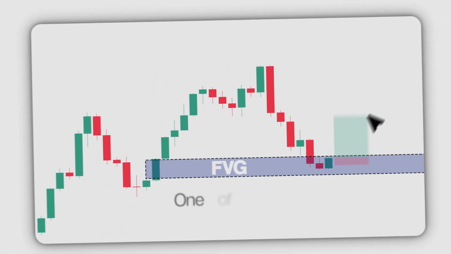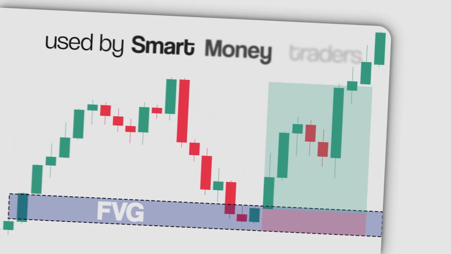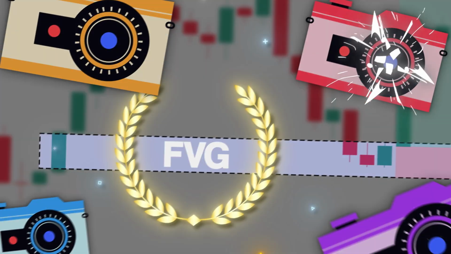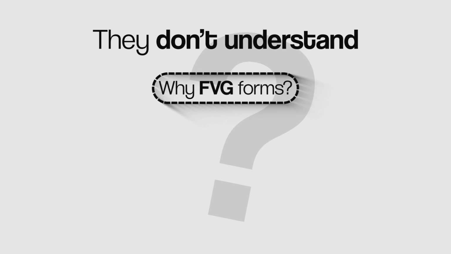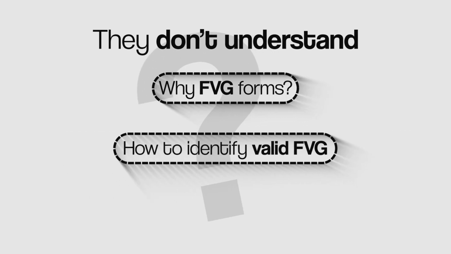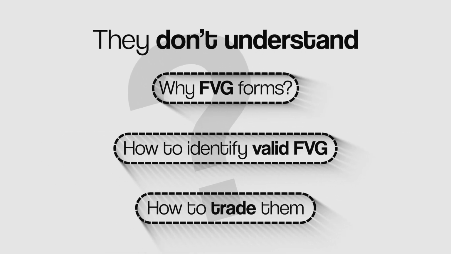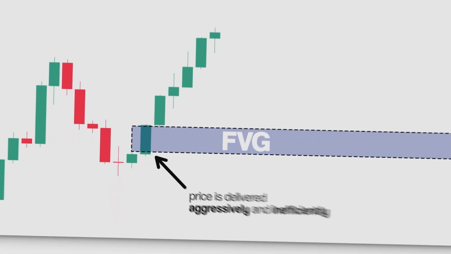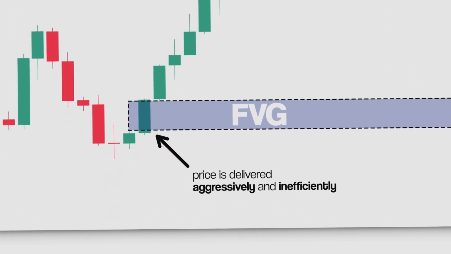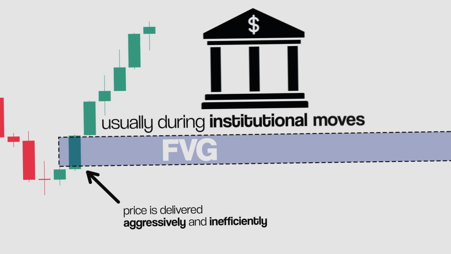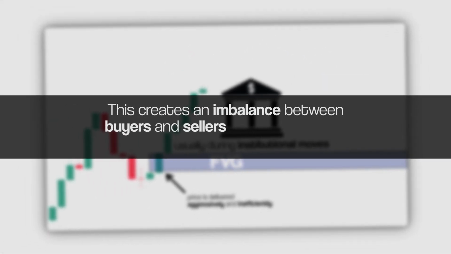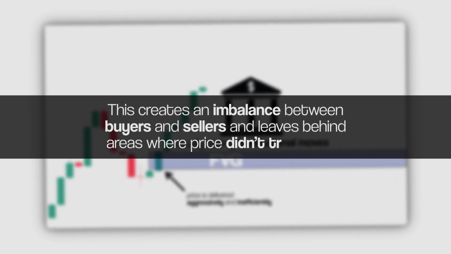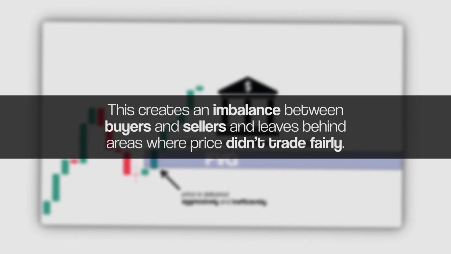Fair value gap is one of the most powerful tools used by smart money traders, and its popularity is absolutely justified. But the truth is, most traders fail because they don't understand why fair value gap forms, how to identify valid ones, or how to trade them properly. Fair value gap forms when price is delivered aggressively and inefficiently, usually during institutional moves. This creates an imbalance between buyers and sellers and leaves behind areas where price didn't trade fairly. And that's exactly what gives us an edge.